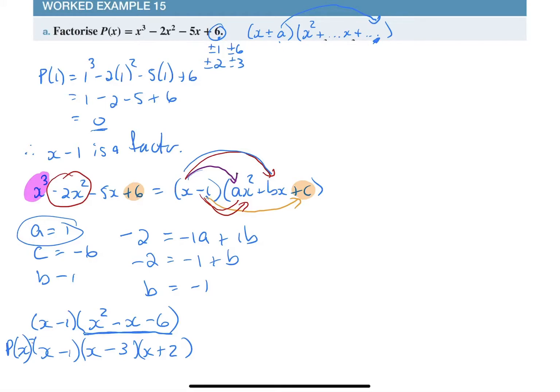Px equals that. Now, I myself am not too crazy about this because I can do long division. What I'm going to do is, if I find x minus 1 is a factor, all I'm going to do is divide x minus 1 into this. I'm going to say this is x cubed minus 2x squared minus 5x plus 6, and I'm going to divide x minus 1 in there.